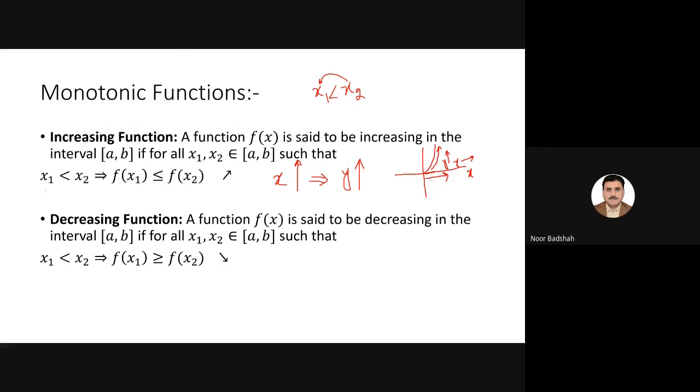The same statement we can use in this way as well. You may write, if x1 is greater than x2, that means you are decreasing x, implies f of x1 is also greater than or equal to f of x2. In this case, we say x is decreasing, and the corresponding y is also decreasing. So the function will still be increasing. That's the same sample we'll be using later on as well.